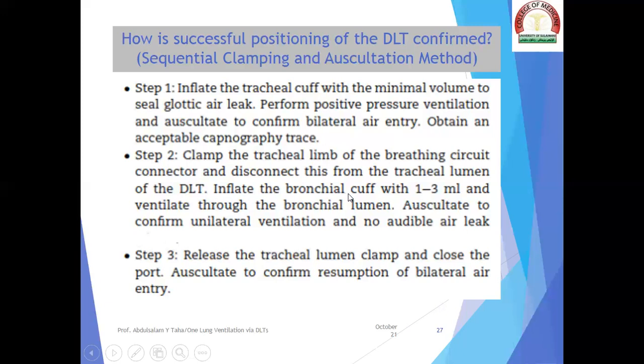Inflate the bronchial cuff with 1 to 3 ml and ventilate through the bronchial lumen. Auscultate to confirm unilateral ventilation and no audible air leak. Step 3, release the tracheal lumen clamp and close the port. Auscultate to confirm resumption of bilateral air entry. Now, these 3 steps are nicely demonstrated in the video.